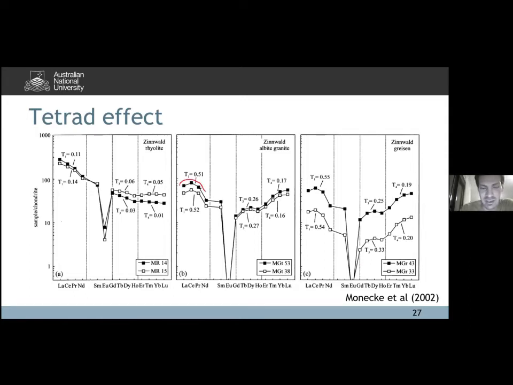So here's tetrad 1, here's tetrad 3, tetrad 4, again, tetrad 1, tetrad 3, tetrad 4. Not much that we can do about tetrad 2 because we don't have the promethium and we have the europium anomaly. And one of the problems with that is that there has been and there is still some kind of a debate in literature whether this is a real thing, whether it actually happens, or we just have noise in our data, or our analyses are not accurate enough.